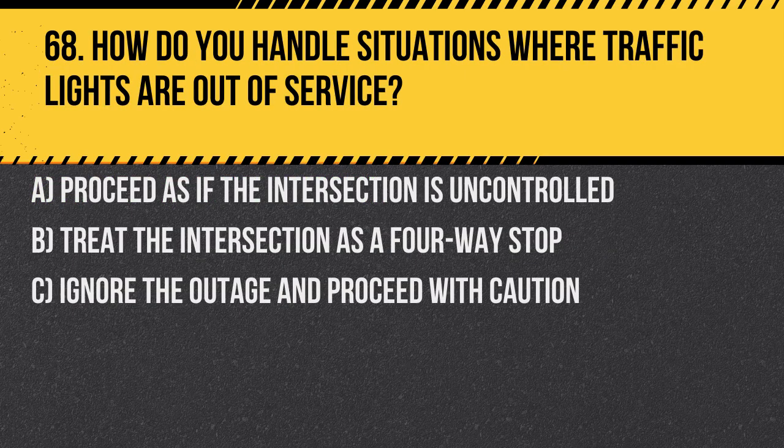Question 68. How do you handle situations where traffic lights are out of service? A. Proceed as if the intersection is uncontrolled. B. Treat the intersection as a four-way stop. C. Ignore the outage and proceed with caution. Answer: B. Treat the intersection as a four-way stop. This ensures that all drivers at the intersection take turns proceeding safely.